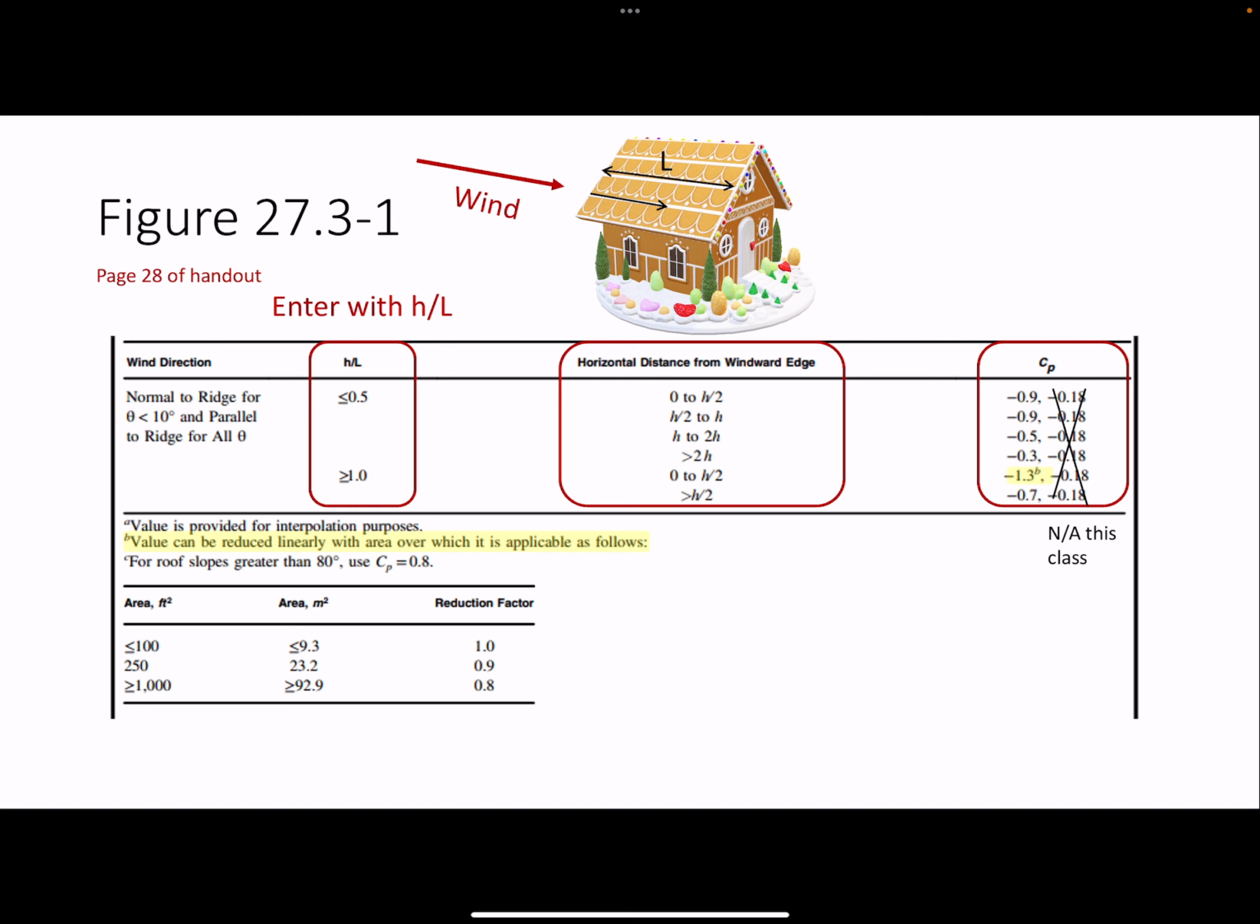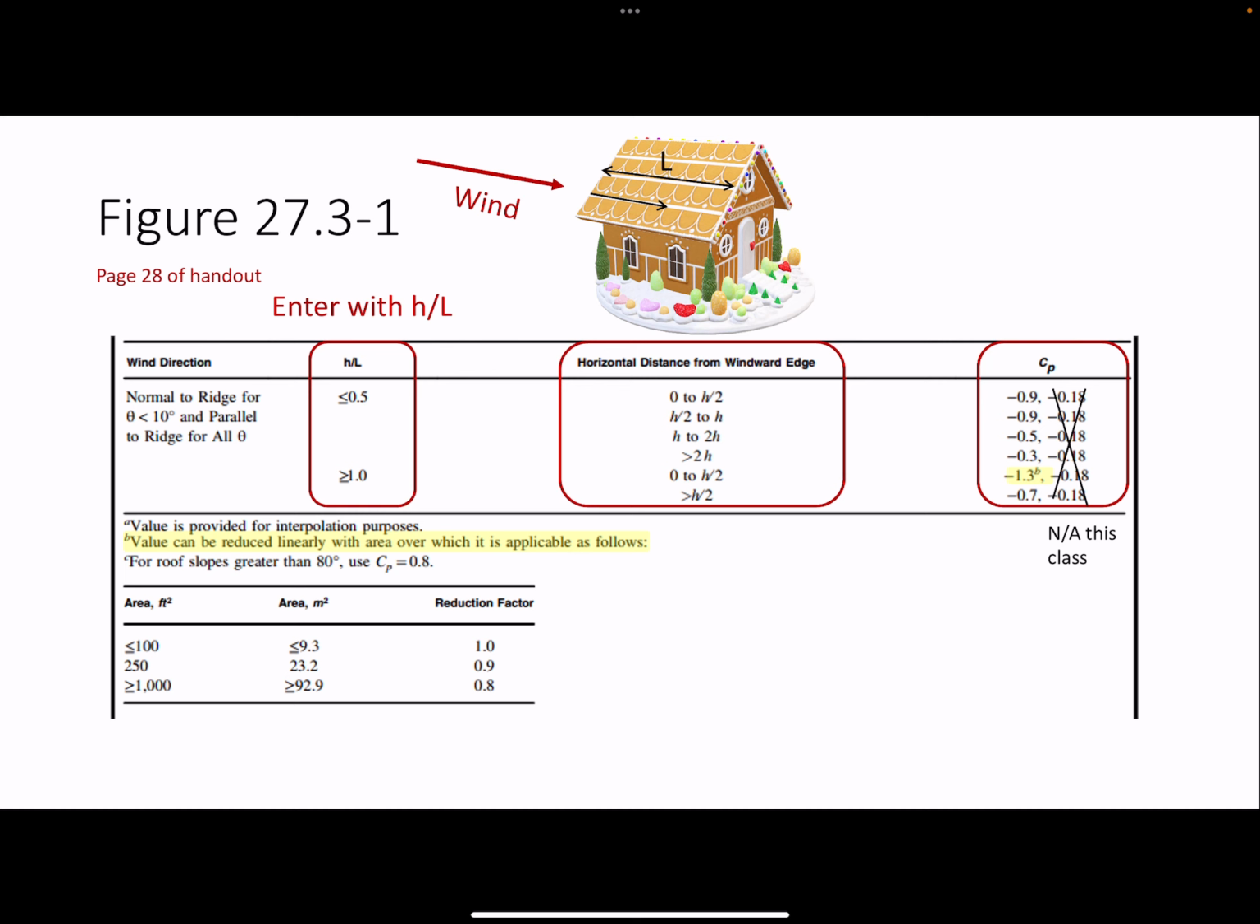Right, so along the length, for the first half, or the first 0 to H over 2 distance, you have this negative 1.3 CP value, which is really high. But it has this footnote associated with it that says that value can be reduced linearly with the area over which it applies, according to this table here. So if the surface area of your roof is greater than or equal to 1,000, then you can reduce that CP value by 20%.